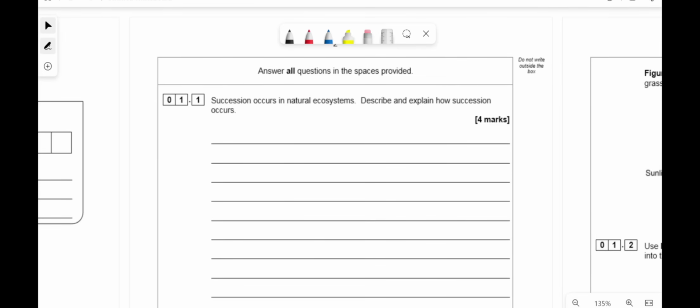Succession occurs in a natural ecosystem. Describe and explain how succession occurs. As a quick reminder, what happens in succession is that you have this really hostile region. So it could be like bare rock, or it could be just like dirt with nothing in it. And what happens is a species that's very good at surviving in harsh habitats, something that's well adapted to harsh environments, colonizes that area. And that's known as a pioneer species.